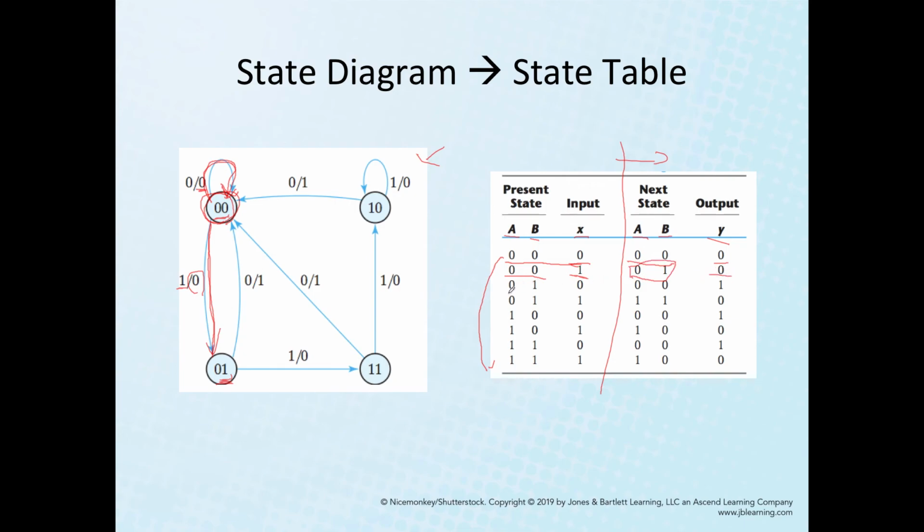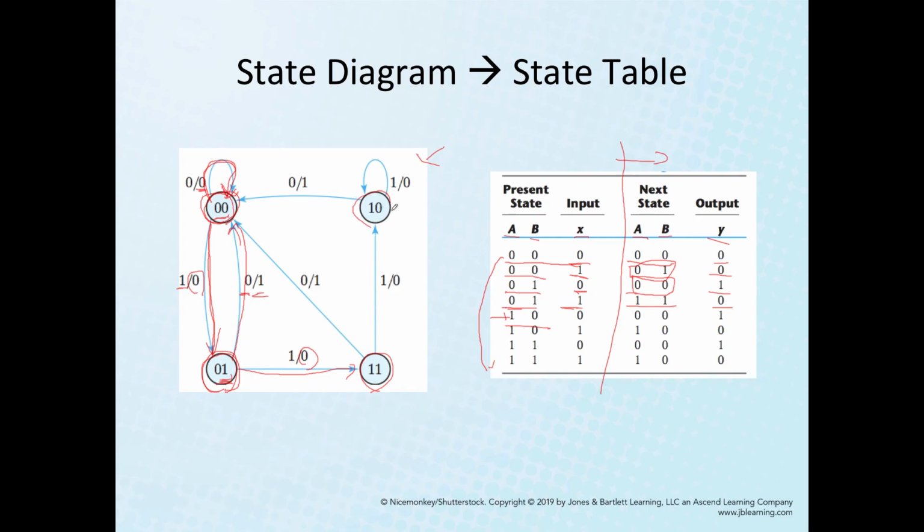Next, when AB is 0 1 with input 0, we go back to state 0 0 with output 1. For the row A, B equal 0 1 when input is 1, we go to state 1 1 with output 0. So the rest are pretty much the same. Let's take a look at the next rows.